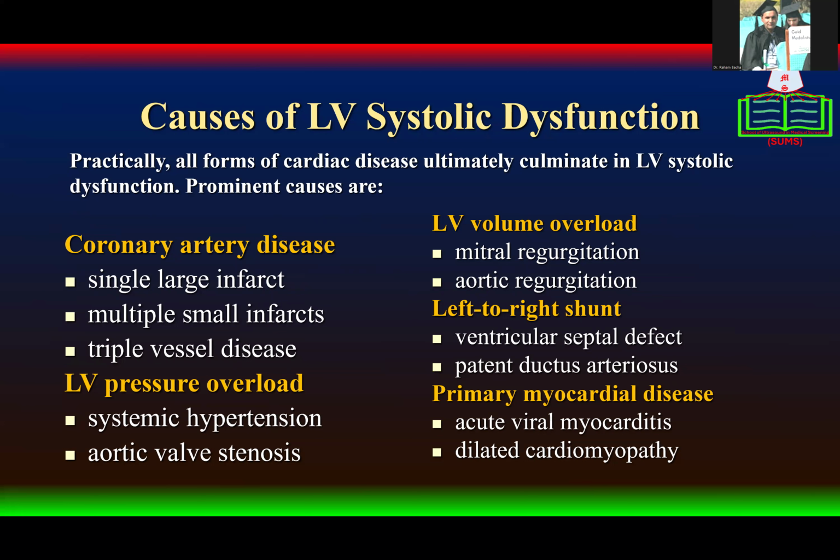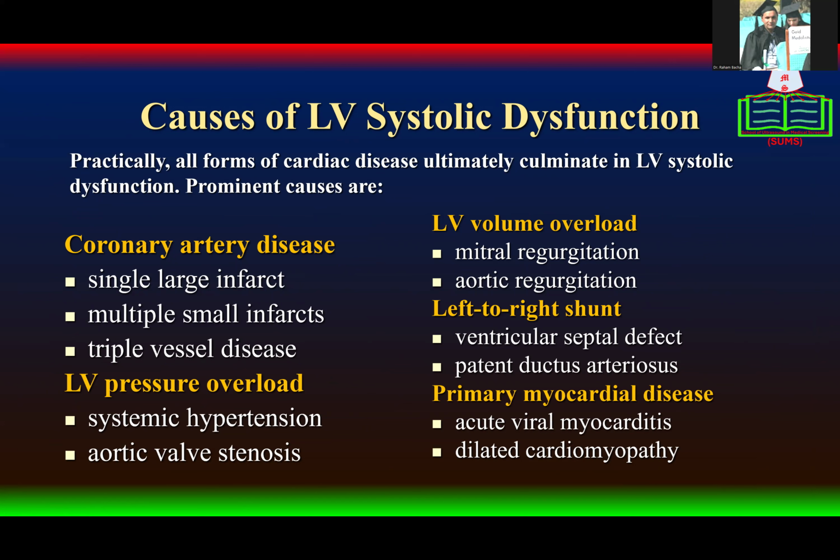Left ventricular pressure overload, so systemic hypertension, ventricular hypertrophy, and the pressure is increased, so that will lead to systolic dysfunction. Aortic valve stenosis: the aortic valve is stenosed, and now the ventricle tries much more to pass blood through that stenotic valve. Left ventricular volume overload.